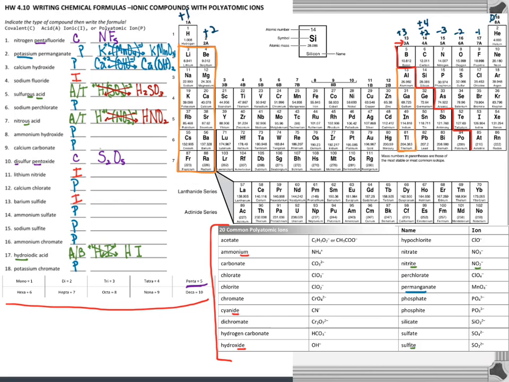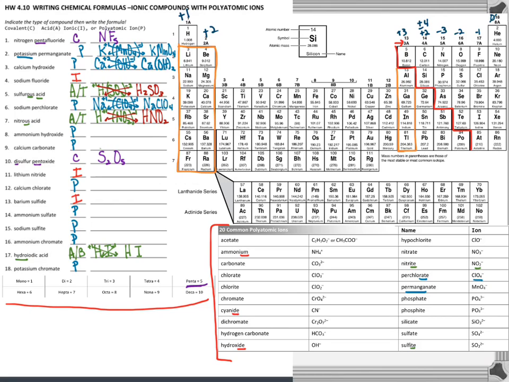Okay, next we have sodium perchlorate. So again, sodium is Na. It's found in group 1, so it has a charge of +1. Perchlorate, here's perchlorate, ClO4 with a charge of -1. I'm going to cross these. I don't have to change anything, so my formula stays as NaClO4.